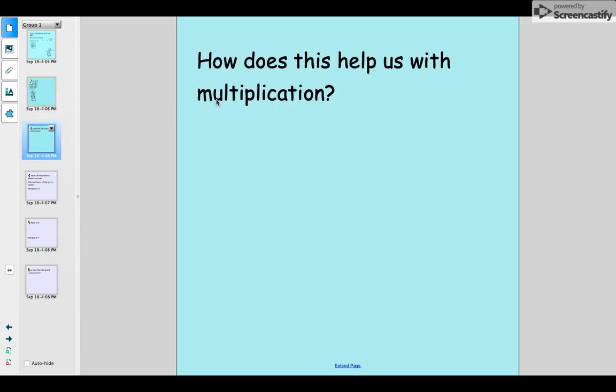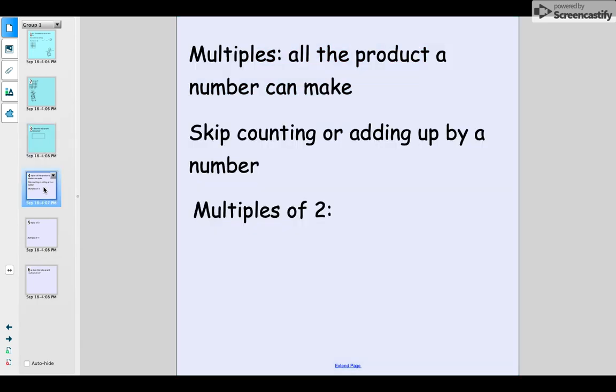So how does this help us with multiplication? This helps us with multiplication because that means if we can build an array and we can figure out the numbers on each side, we're able to figure out the product or the answer to a multiplication sentence. So even if we're stuck on finding an answer, we can always use tiles to help us with multiplication.